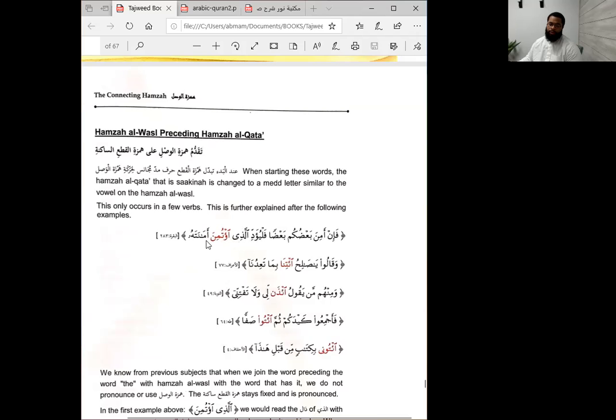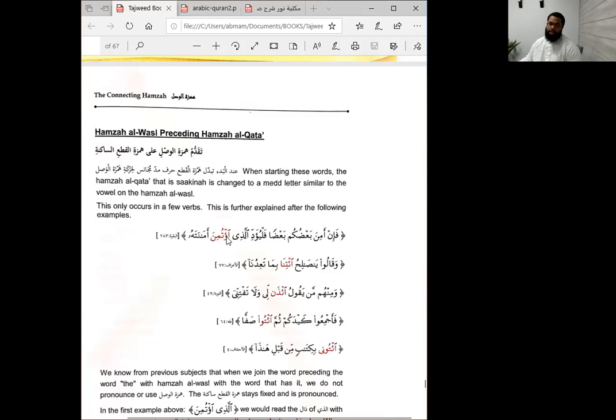This word here is the word that is concerned. The first is a Hamzatul Wasl. The second is Hamzatul Qata'. The vowel that is appropriate for Hamzatul Wasl is a Dhamma because it's a verb and the third letter has a Dhamma. So if I'm beginning with this word, I will say utumina.